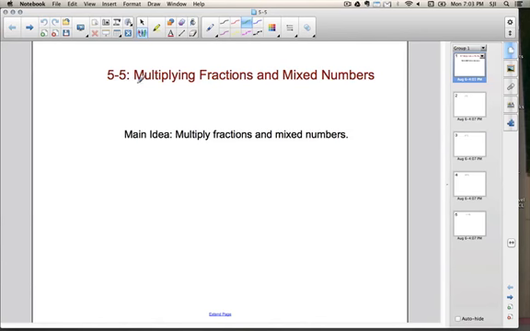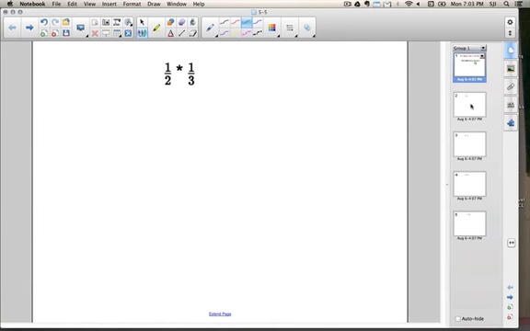Lesson 5-5, Multiplying Fractions and Mixed Numbers. The main idea of this lesson is to be able to multiply fractions and multiply fractions that are mixed numbers. Remember, a mixed number would be 2 and 1/5, because over here we have a fraction and over here we have a whole number, and that's known as a mixed number. So we're going to be multiplying fractions, and we're also going to be multiplying mixed numbers together.